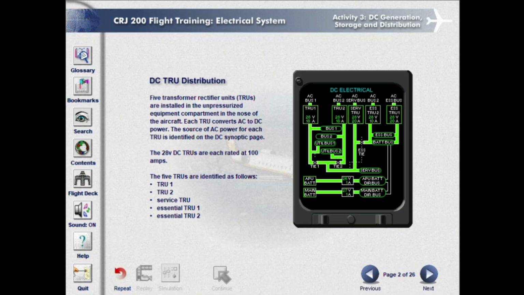DC TRU distribution. 5 transformer rectifier units are installed in the unpressurized equipment compartment in the nose of the aircraft. Each TRU converts AC to DC power. The source of AC power for each TRU is identified on the DC synoptic page. The 28-volt DC TRUs are each rated at 100 amps. The 5 TRUs are identified as follows: TRU-1, TRU-2, Service TRU, Essential TRU-1, Essential TRU-2.